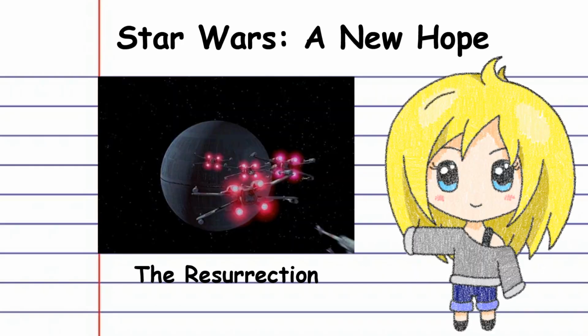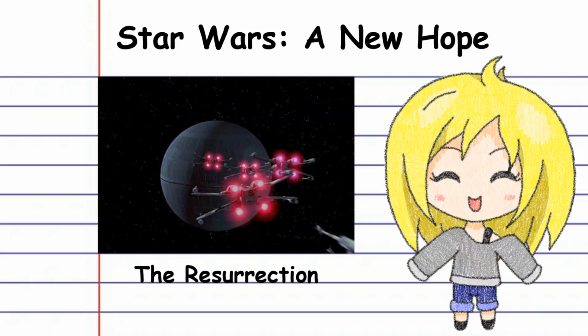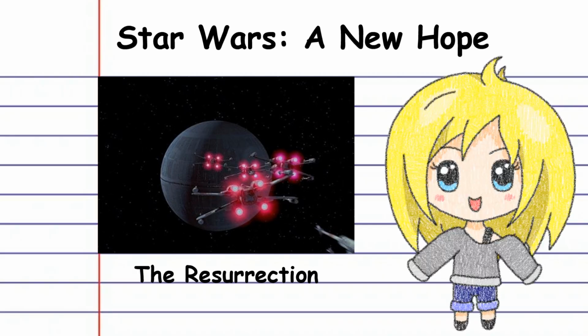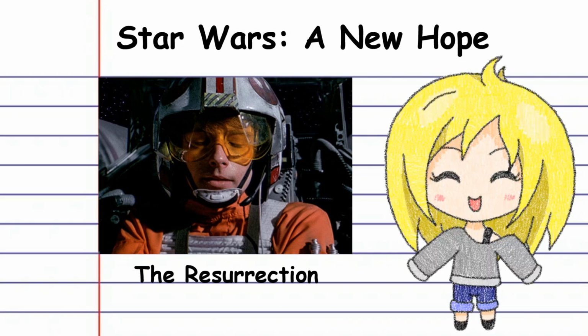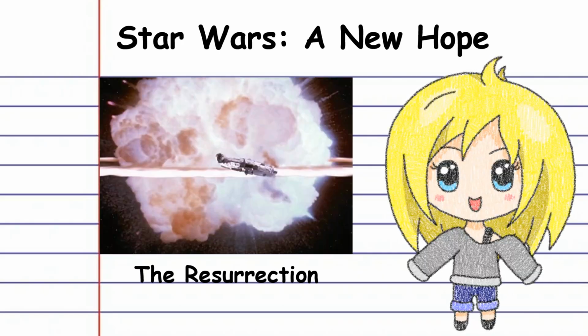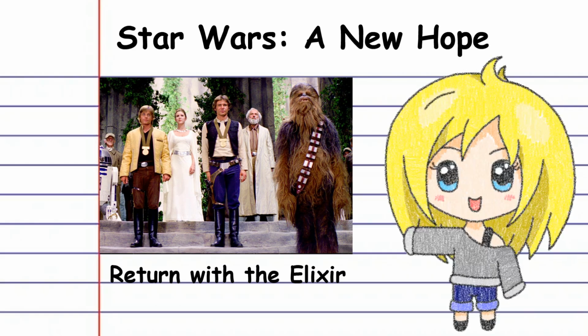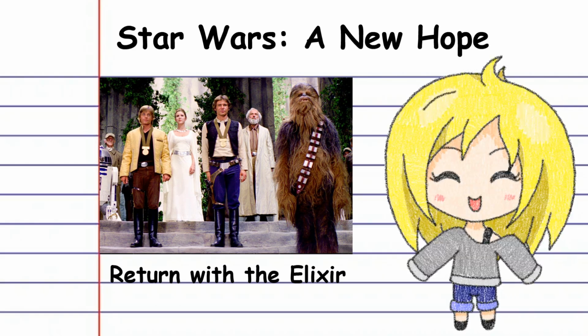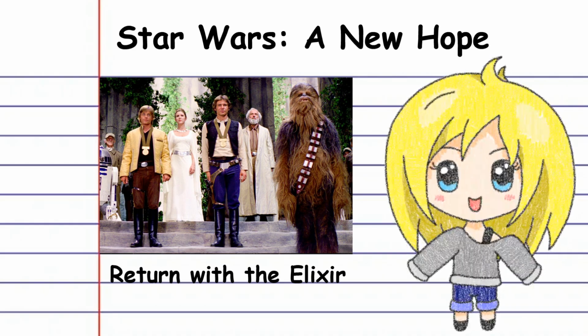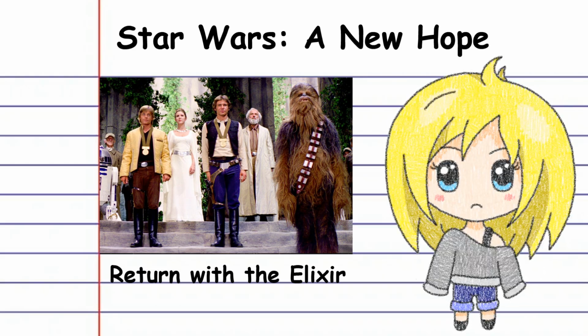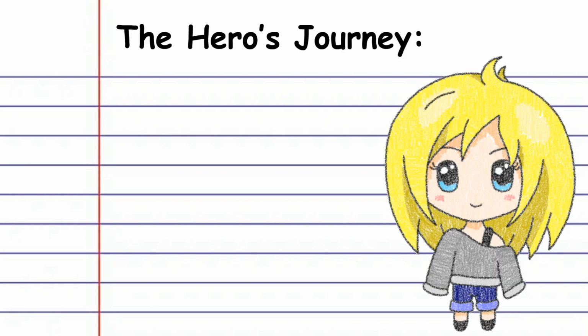Then the resurrection, the final conflict of the story. The X-Wing squad attacks the Death Star, Han and Chewie return to help out, Luke finally taps into his Force powers and uses them to blow up the Death Star. And finally, the return of the elixir. The Death Star is destroyed, our heroes are victorious, a big ceremony is held to celebrate. Princess Leia gives medals of heroism to Luke and Han, and none for poor Chewie.